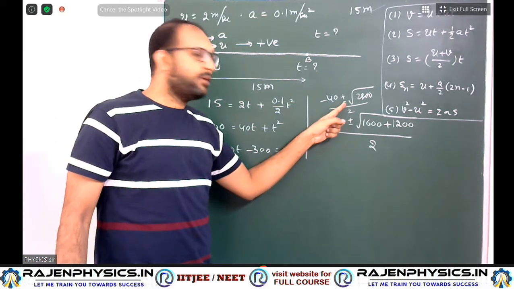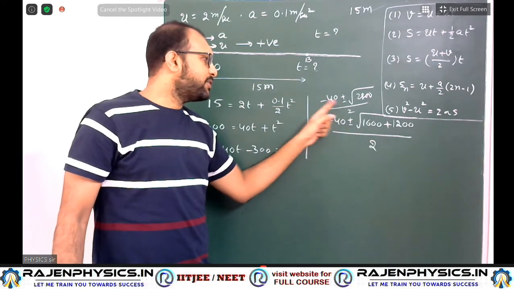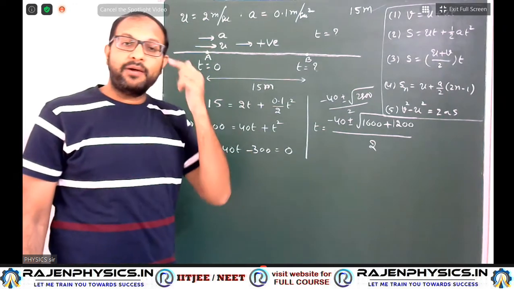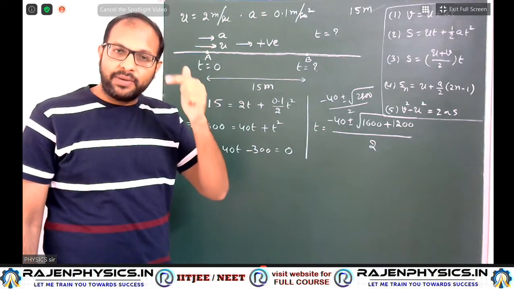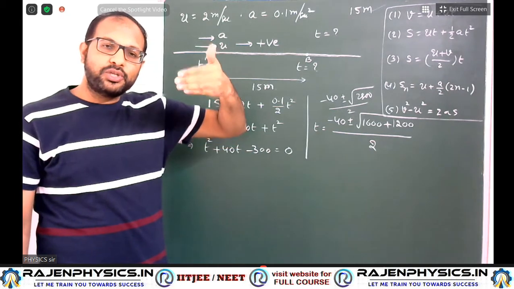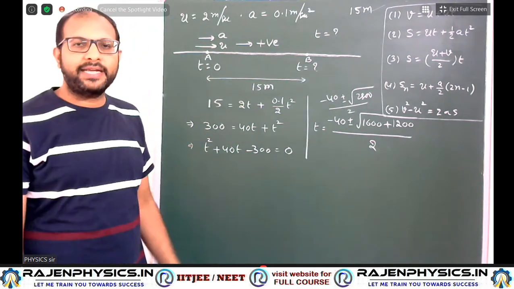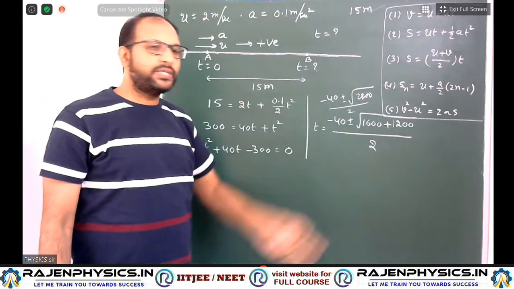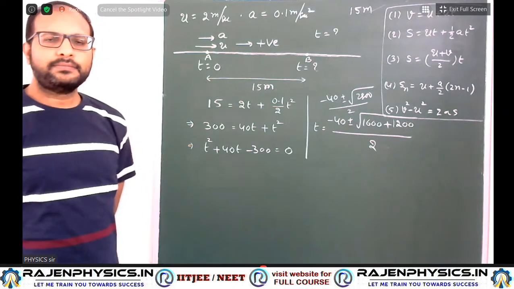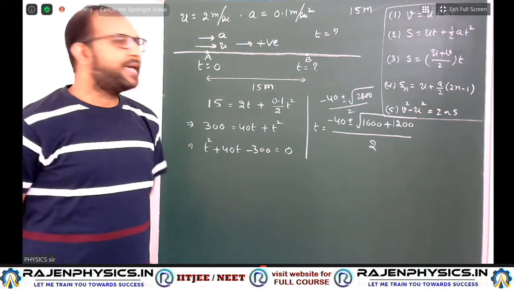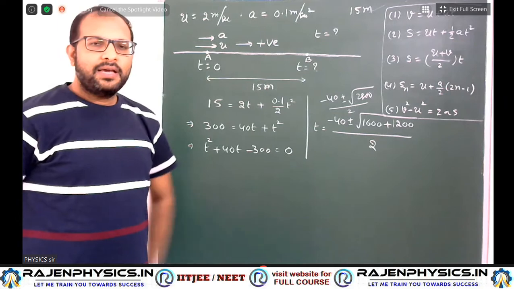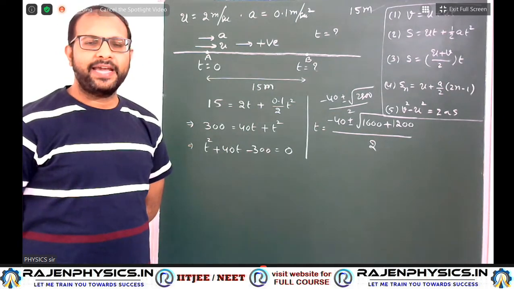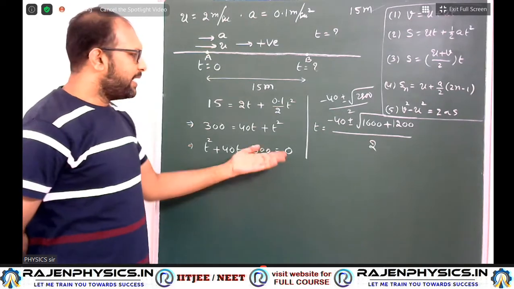Yes, here don't take minus, because if you take minus, the time becomes negative. But when our observation starts, that is t equal to 0, that means from t equal to 0 to the positive side is our target. That's why minus 40 plus root over 2800 by 2 is our answer. This is the time calculation, students. Yes, you all correctly guessed that equation number 2 is the right approach.